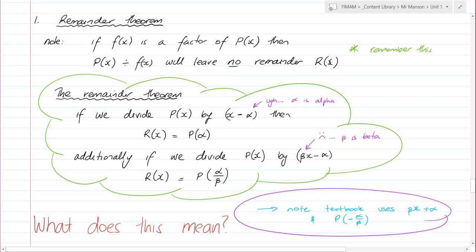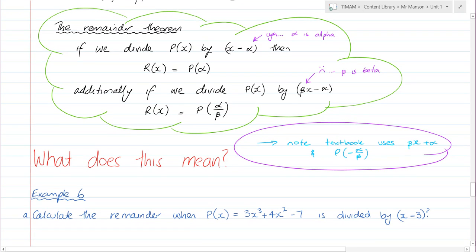What does this mean in the real world? And I'm sorry if I move forward a little bit too quick for those of you writing it down, but I can put it up later on. It is on the OneNote. And there's a note for you. The textbook uses p of negative alpha over beta, where it's b of x minus alpha, plus alpha instead of b of x minus alpha. So you just have to negotiate that. It just swaps those around, but you'll see what I mean. Okay. So let's have a look at the examples.